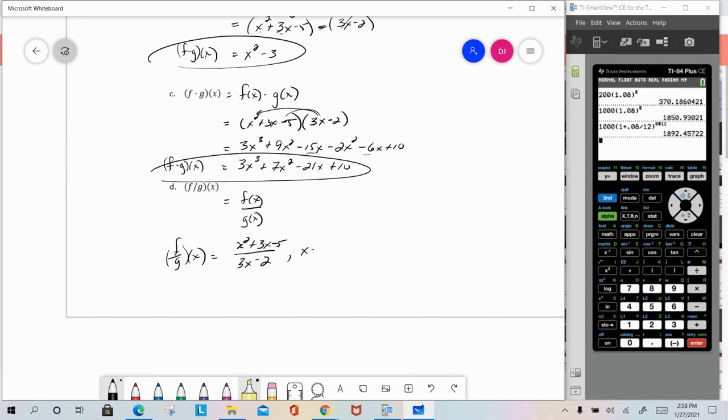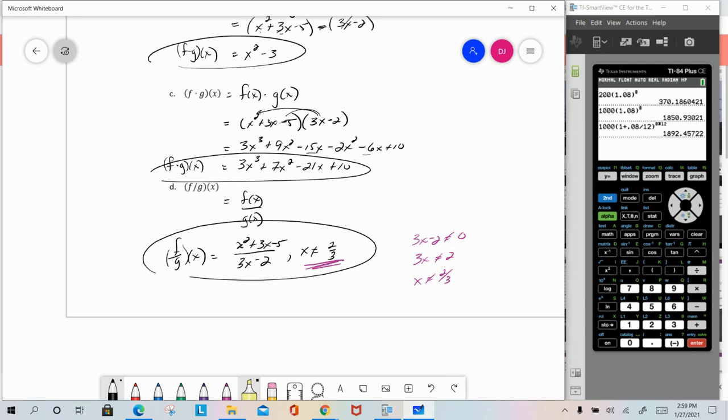Except that because of this denominator here, we now have a restriction on the domain that x cannot be 2/3. And that's because the 3x minus 2 cannot be 0. So 3x cannot be 2. So x cannot be 2/3. So I need to include that new restriction on my domain. Okay. So that's section 1.2.